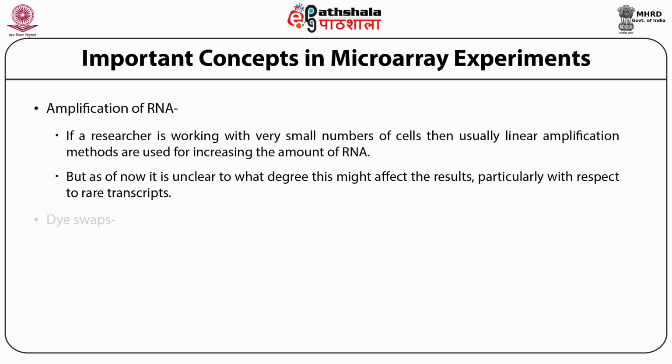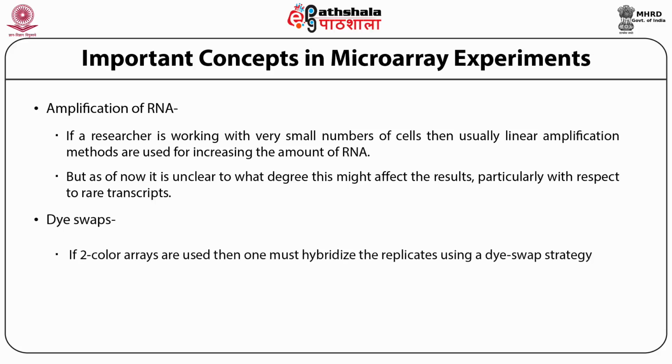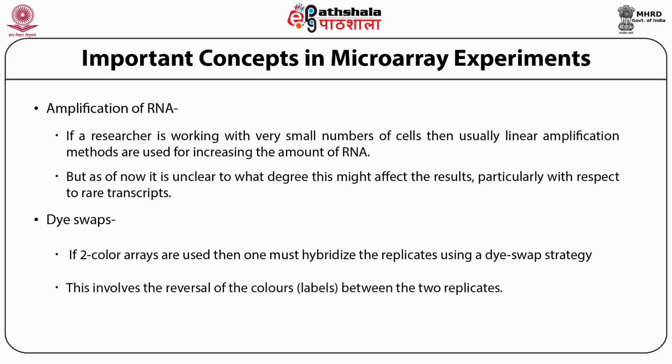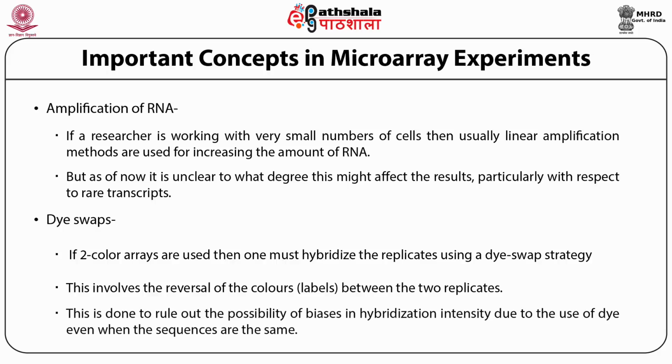The third is dye swaps. If two color arrays are used, then one must hybridize the replicates using a dye swap strategy. This involves the reversal of the colors or the labels between the two replicates. This is done to rule out the possibility of biases in hybridization intensity due to the use of dye, even when the sequences are the same.